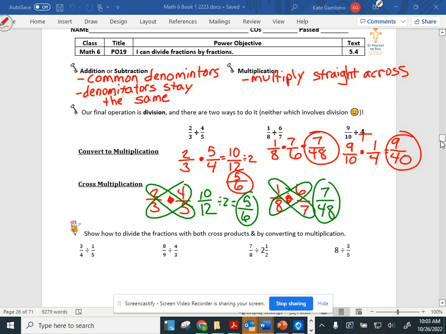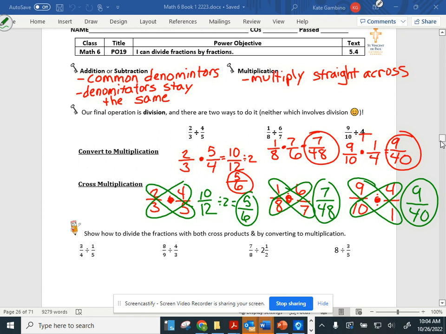And our last one, 9/10 divided by 4/1. Change it to multiplying. And we get 9 times 1 is 9. 10 times 4 is 40. We get the same answer.